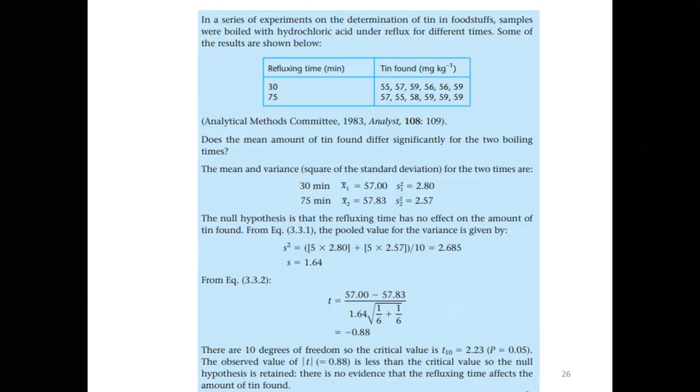Same thing, we have two methods, and what we have to do is calculate the t using that equation. It's really easy, not as complicated as you think. We calculate the t and then go to the table, and from the table we find the critical value. If the calculated value is less than the critical value, we retain the null hypothesis. If the calculated value is higher than the critical value, we reject the null hypothesis.